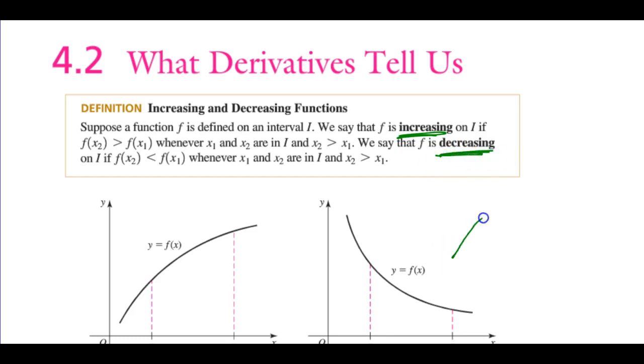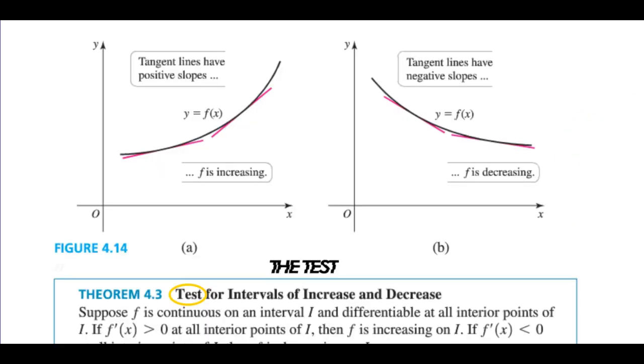And of course, if it's going from an increase to a decrease, then we can conclude that we've located a max. And if we move from a decrease to an increase, then we've located a min. So we're going to be running a test to try to figure out if we have intervals of increase or decrease. Now this test looks a little different than section 4.1.